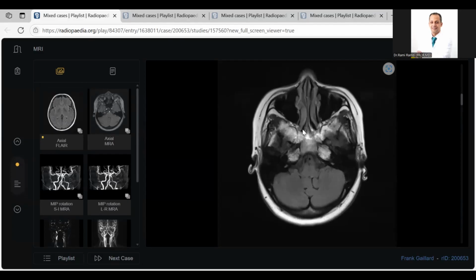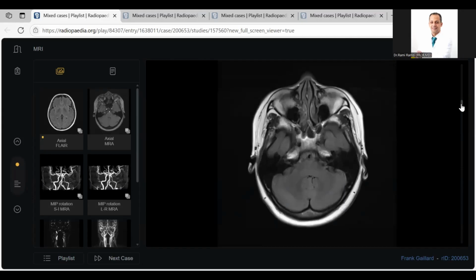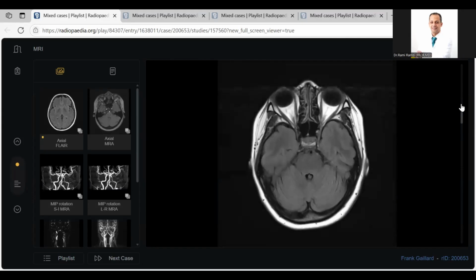Okay. So I'm presented with axial FLAIR sequences of this patient. I requested control, but I can't seem to control. Yes, go on. Okay. So I'm just looking through the images.